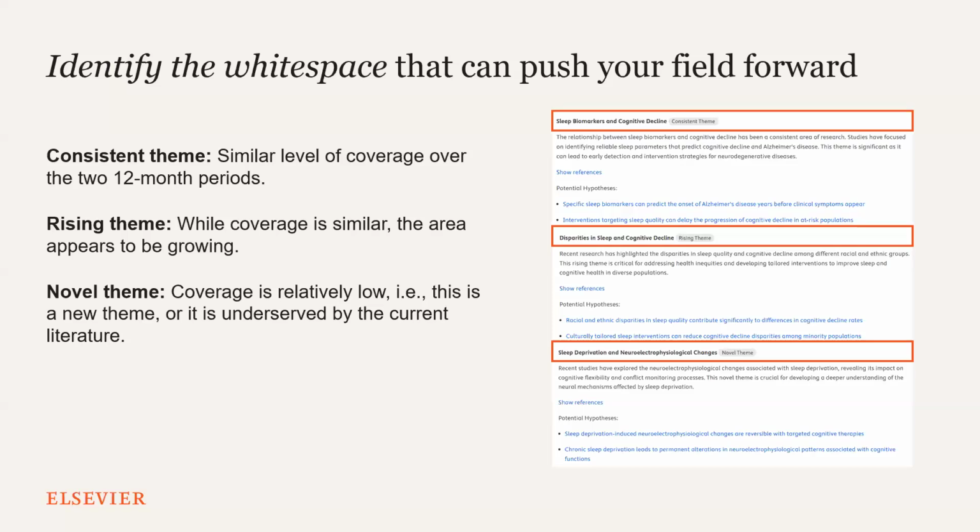Novelty, in terms of the novelty that it has. So it could be a consistent theme, which shows that it has a similar level of coverage over the two 12-month periods, the last 12 months and the 12 months prior to that. Then you have a rising theme, where the coverage is similar in the two searches, but the area appears to be growing. And then you have novel themes, right? So coverage is relatively low. In other words, this is a new theme, an underserved theme in the current literature. Remember, everything is focused on Scopus literature and what is indexed in Scopus.